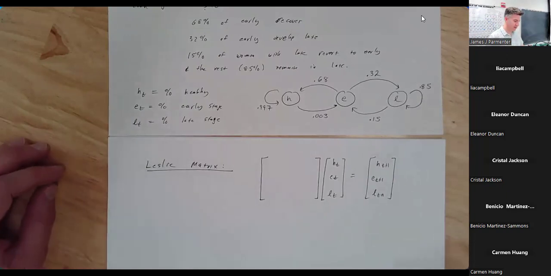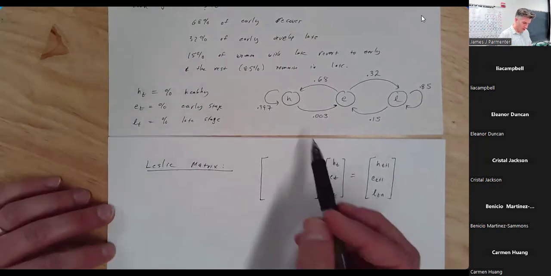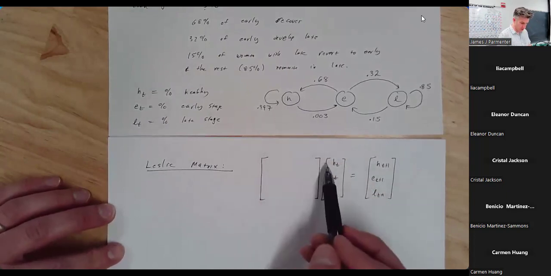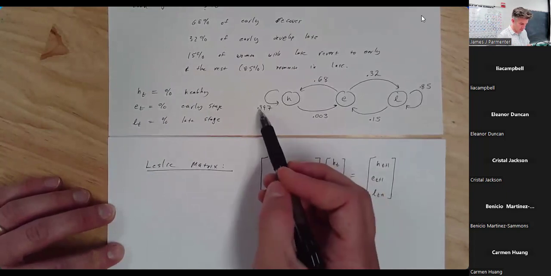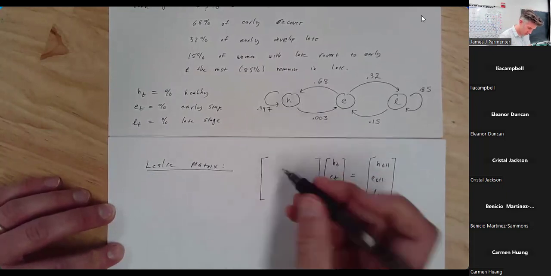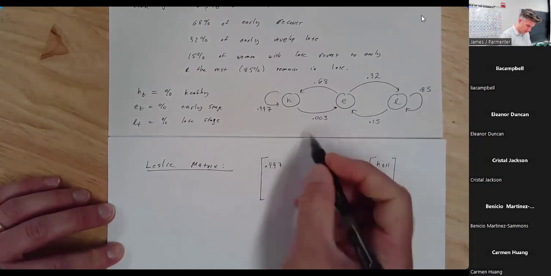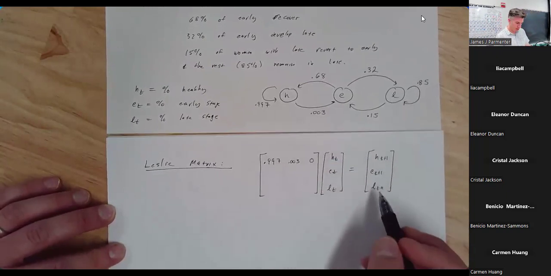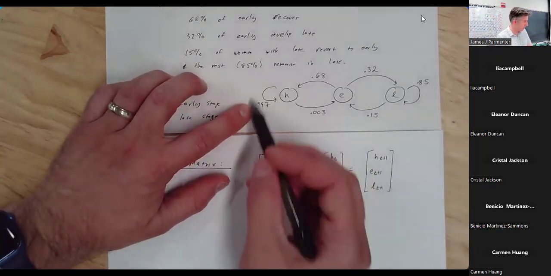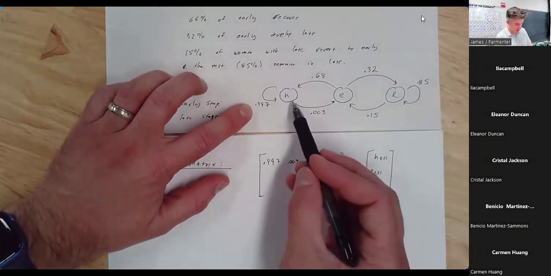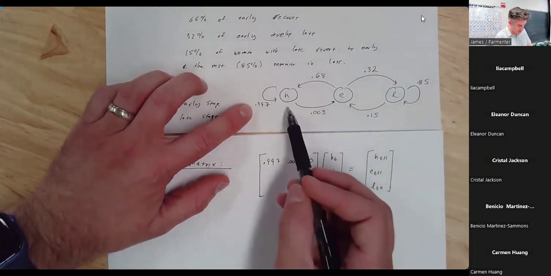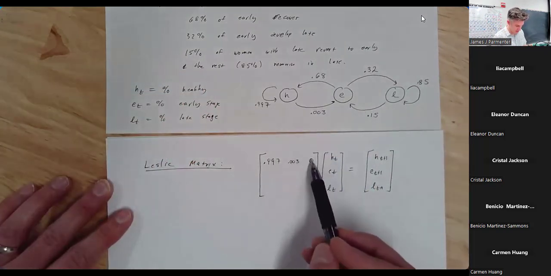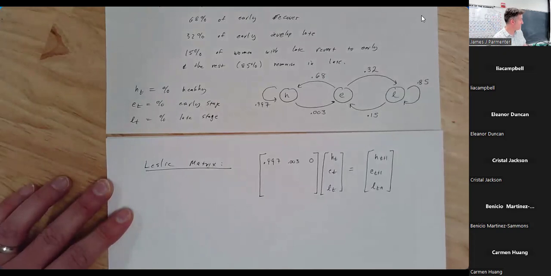Here's the easiest way I have found to think about it. All the things that are going into the healthy, or whatever the first one is, should be in your first row. So my first row, I should have 0.997 for healthy and 0.003 for early and 0 for late. So 99.7% of the healthy people stay healthy, 0.3% of healthy people become early stage, and 0% of healthy people become late stage. That multiplies that, that multiplies that, that multiplies that. And then we do the same thing for the other two.